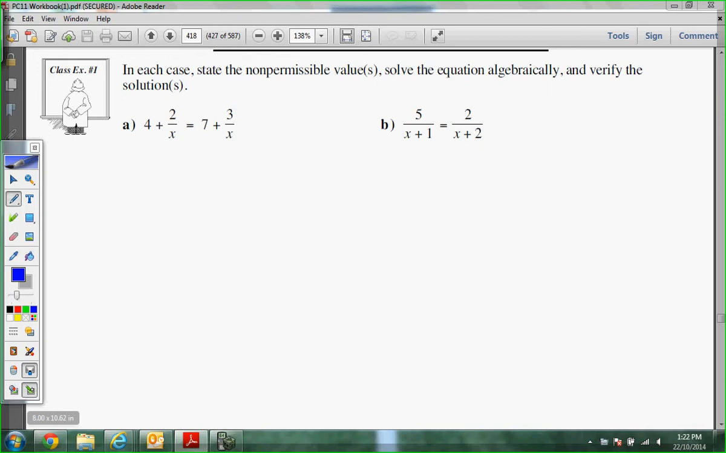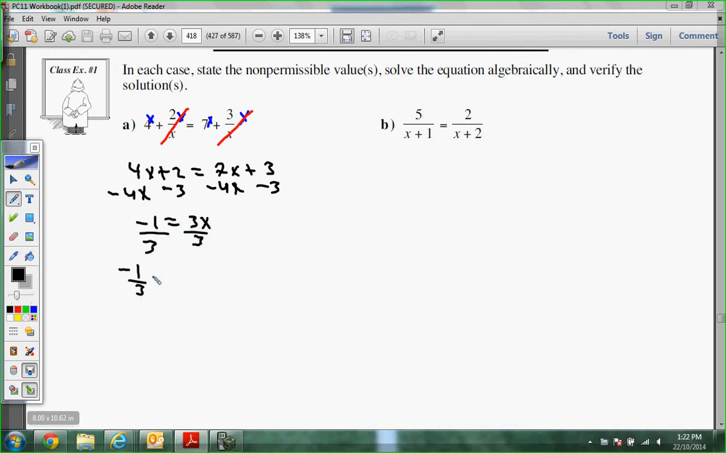Multiply everything by x. If I multiply this by x, this by x, this by x, I multiply the whole equation by x. By doing that, I can do whatever I want, I can do it to everything. It gets these to cancel, which is what we want, and now I just have 4x plus 2 equals 7x plus 3, and I have a simple algebra problem now. Is everybody okay with that? So I'm going to minus the 4x, minus the 3. I get negative 1 equals 3x. Divide by 3. Negative 1 equals x.